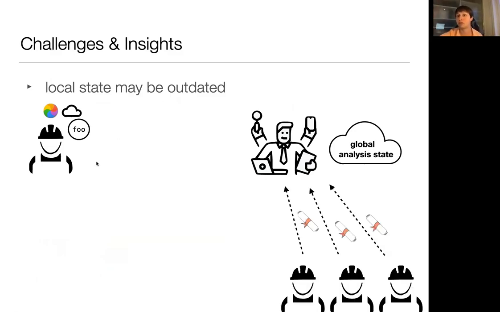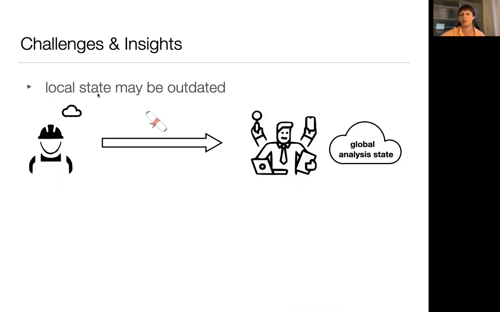However, it is of course possible that during the analysis of this component, other workers finish the analysis of their components, thereby updating the global analysis state. In this case, when the worker finishes its analysis and sends the results back to the coordinator, the local state that was used for the analysis by the worker may no longer be up to date with the global analysis state. So what does that mean for the analysis result here that was just computed?